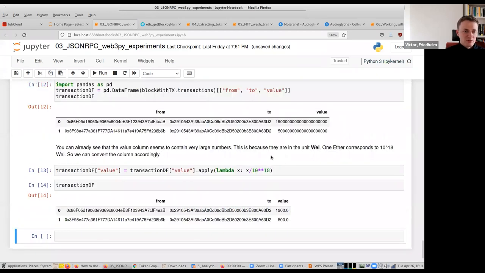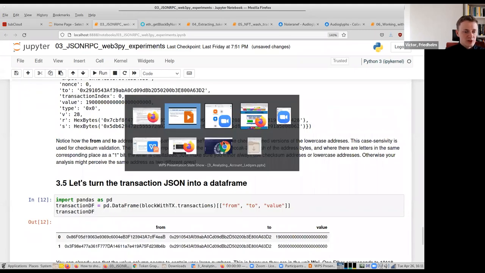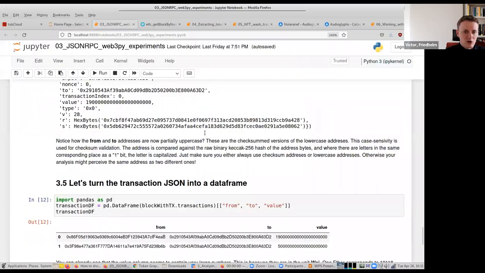So that's the first part. I'll briefly get back to the slides, and I want to show you this. So this is another free node provider, or actually mostly paid as far as I know, but they have very interesting documentation that tells you about all of these RPC methods that you can call.